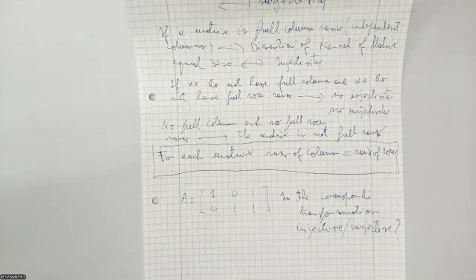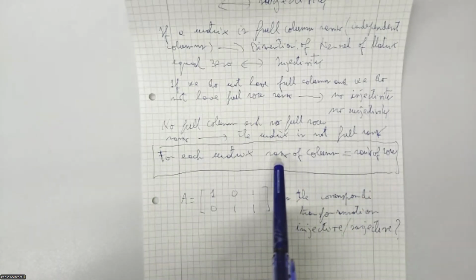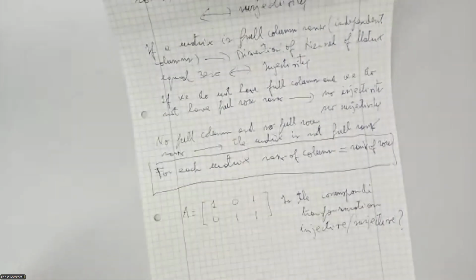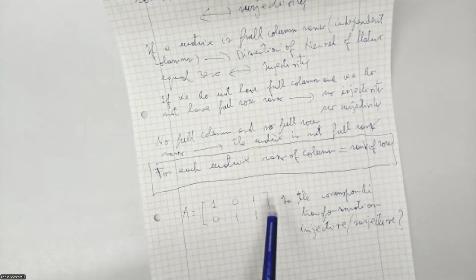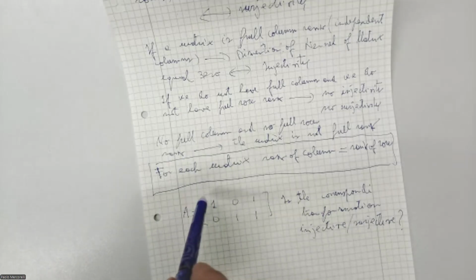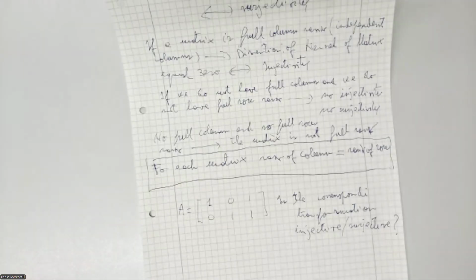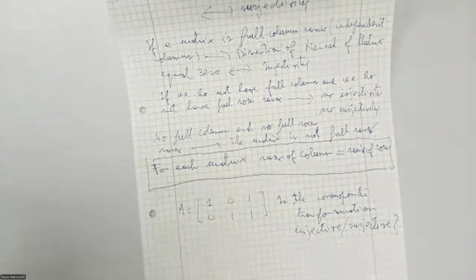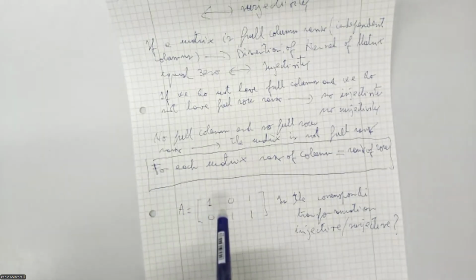So it will be automatic. Look, for each matrix, rank of column equals rank of row. Isn't it a theorem? I don't have time to show you now. Look, what is the possible maximal rank in this matrix? What is the possible maximum rank? 2. Because if the rank of column equals the rank of row in each matrix, it cannot be more than 2, assuming the 2 rows are independent. I didn't verify, but the maximum possible is 2.